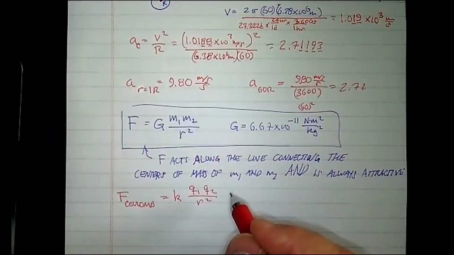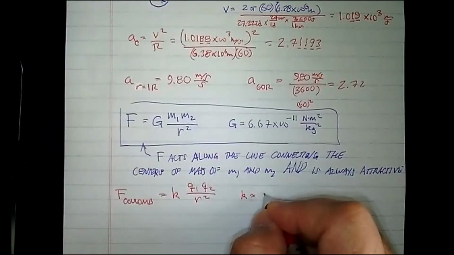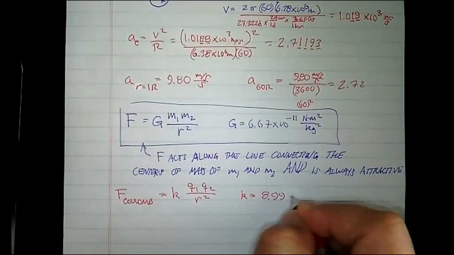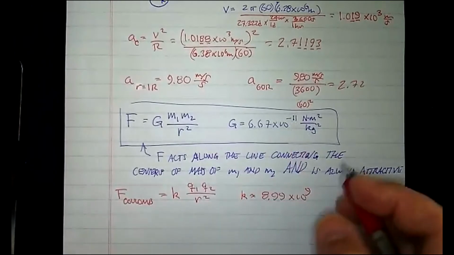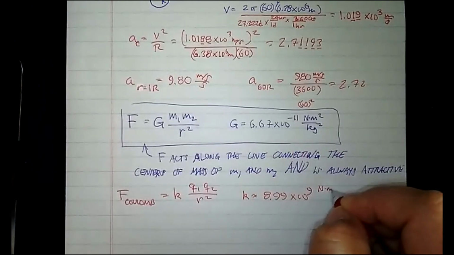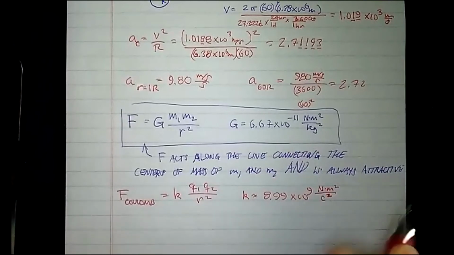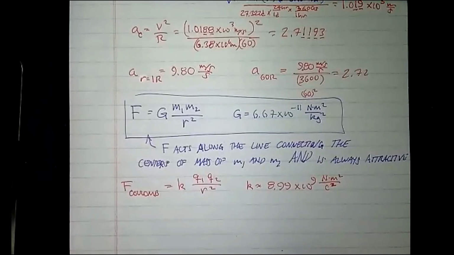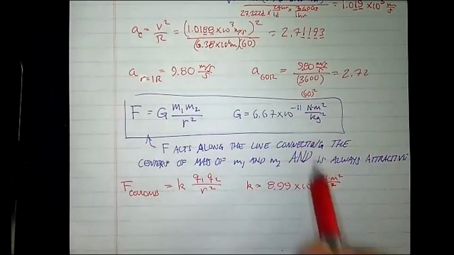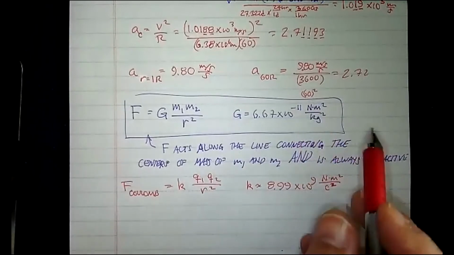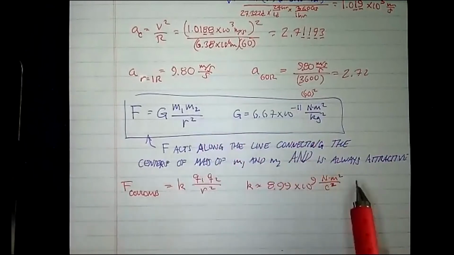R squared is the same behavior, but here's the crazy part. In this case, K is about equal to 8.99 times 10 to the 9th, not 10 to the negative 11th, 10 to the 9th Newtons meter squared per Coulomb squared. So later when we start doing electricity and magnetism, you'll see why we ignore gravity, because even if you just compare the constants, the Coulomb force should be 10 to the 20th times stronger than the gravitational force.